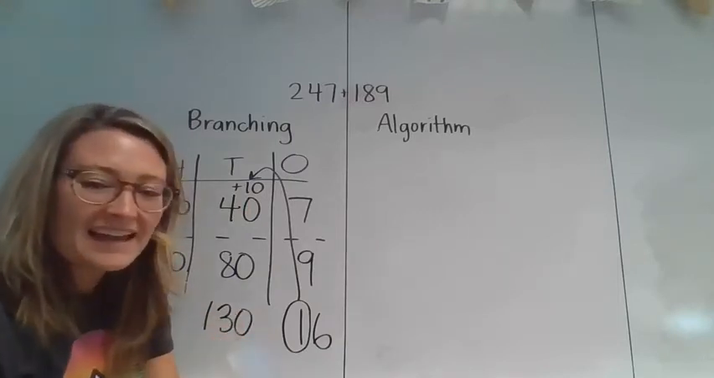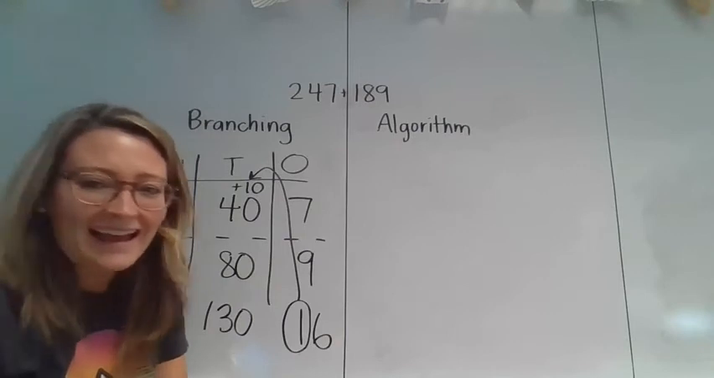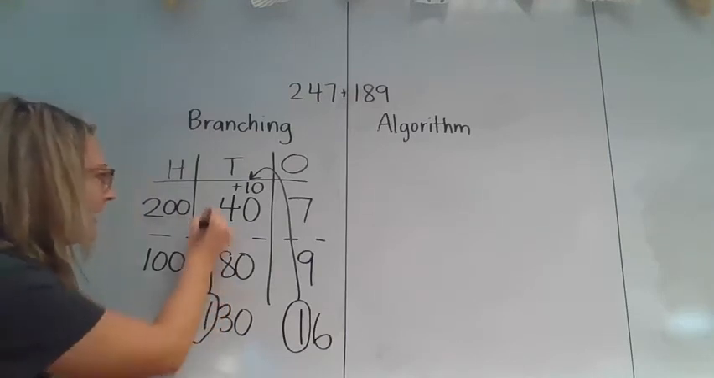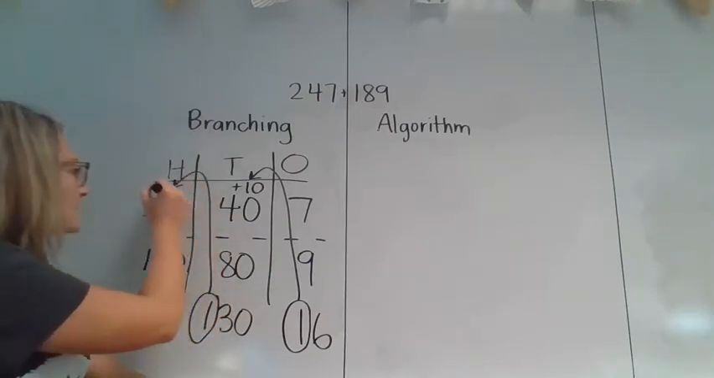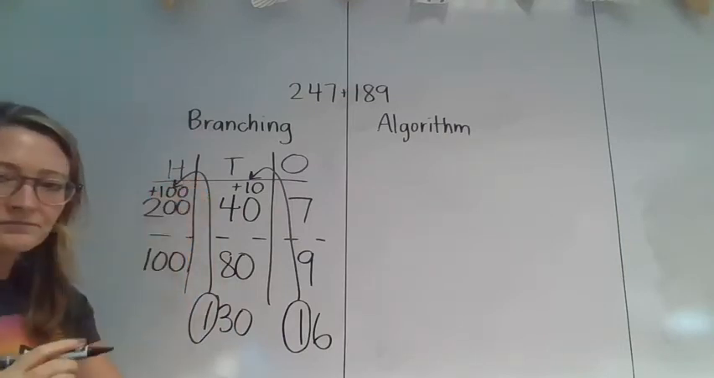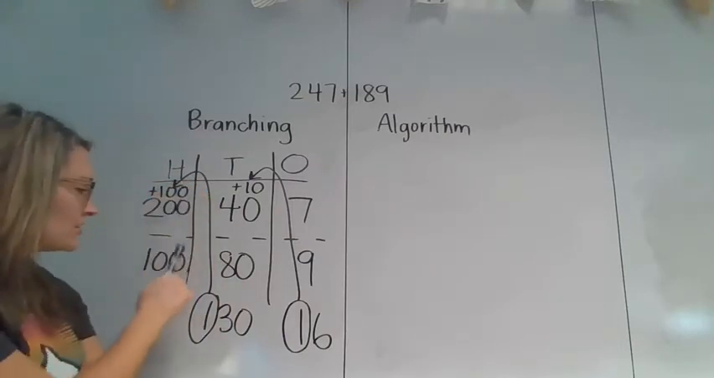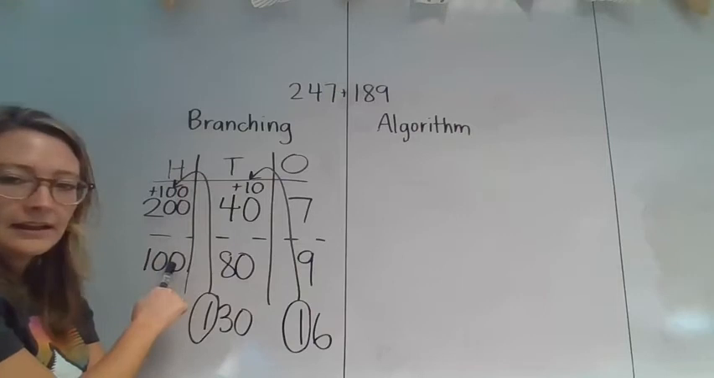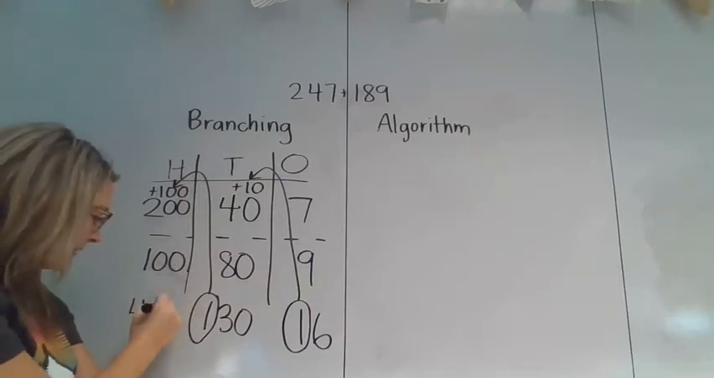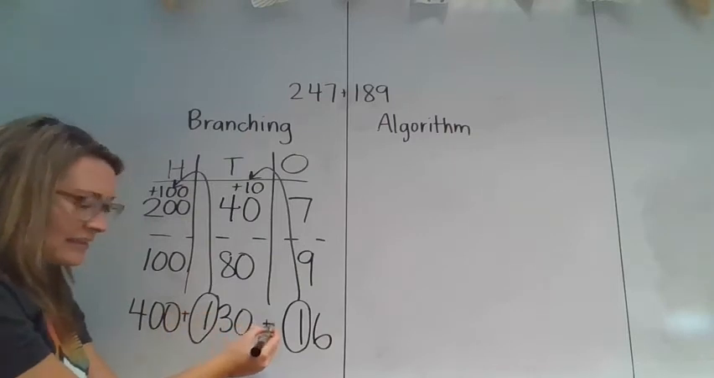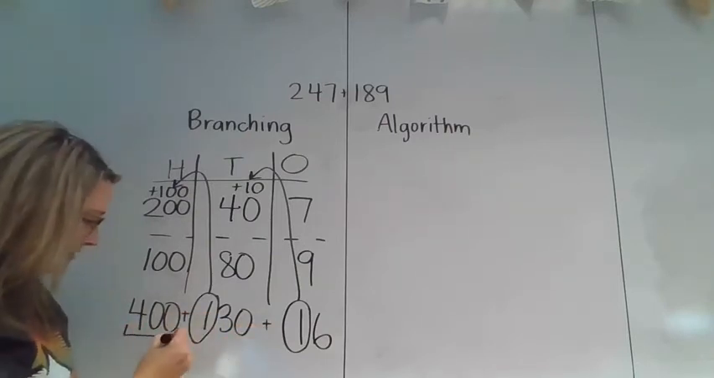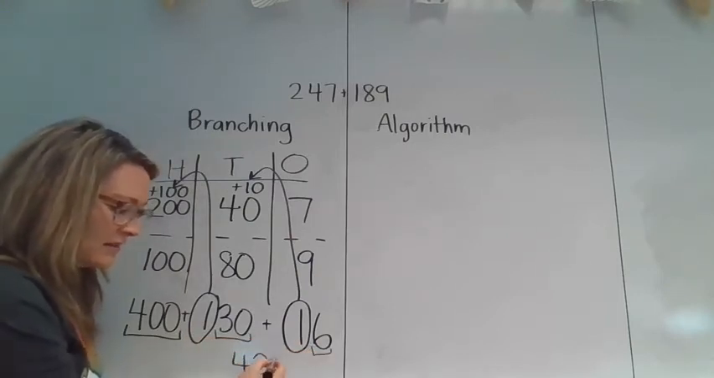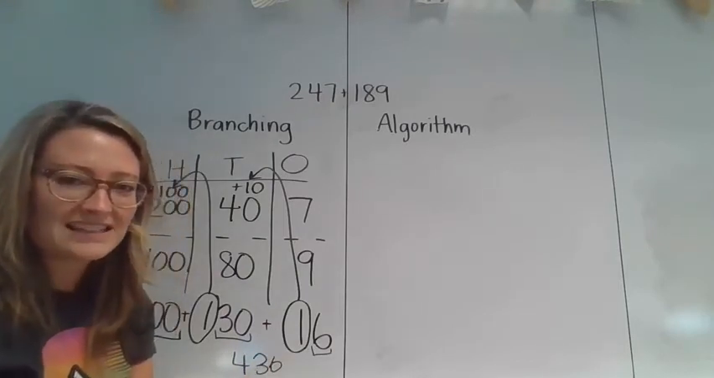So my 10s, I have 130. But can I have 100 in my 10s place? I can't. So I'm going to take my 100 and move it into my hundreds place. So plus 100. So now for this, I have 100 plus 200 plus 100. So 200 plus 100 is just 300. Another 100 is 400. So now I think about this as expanded form. I have 400 plus 30 plus 6. So my answer is 436.